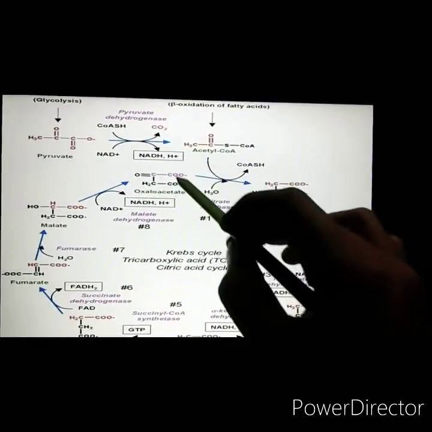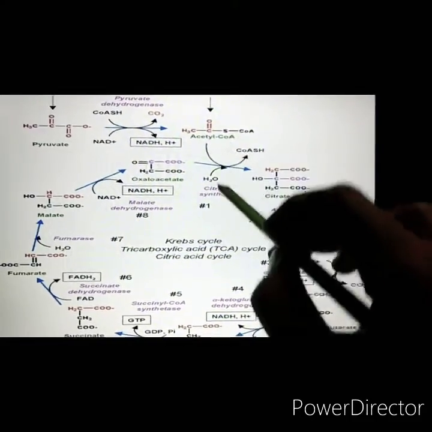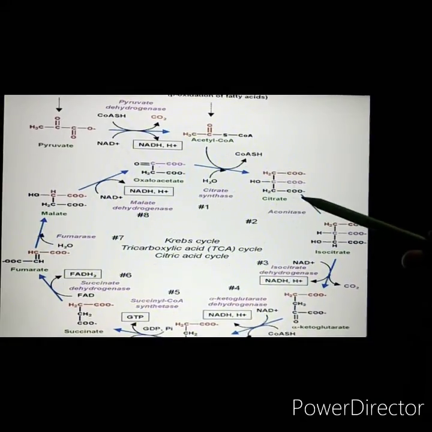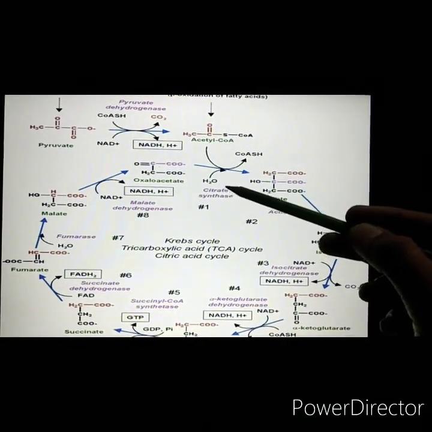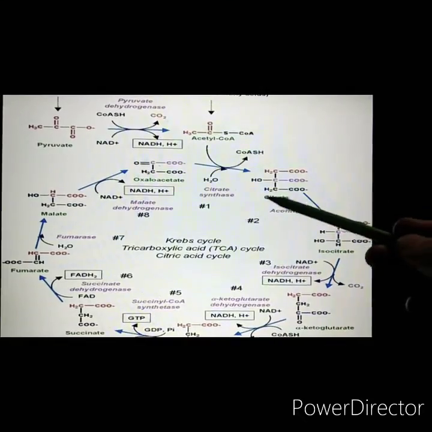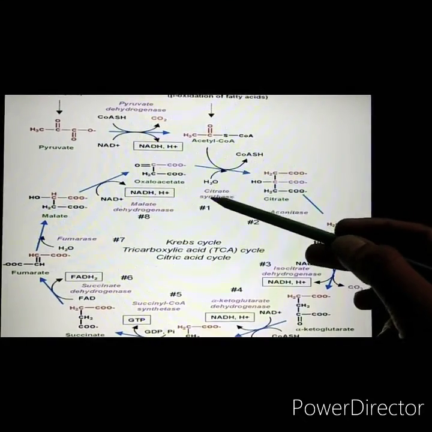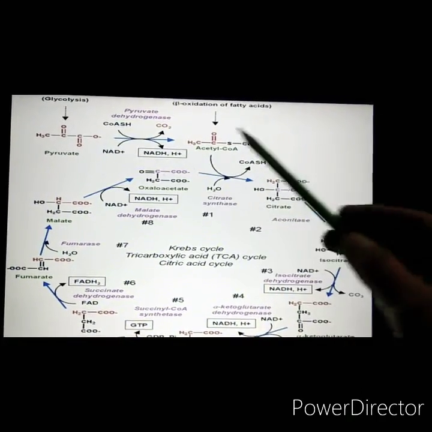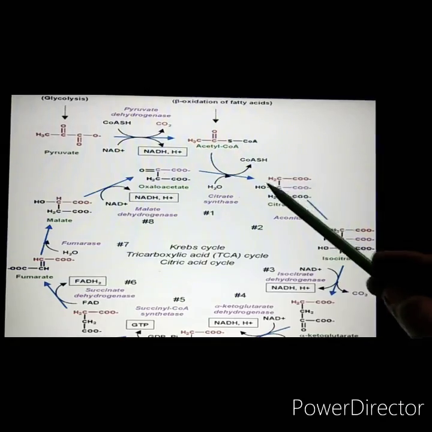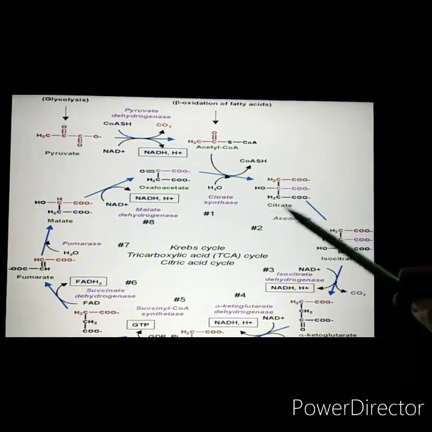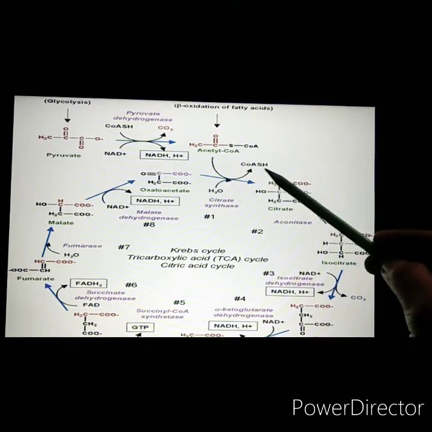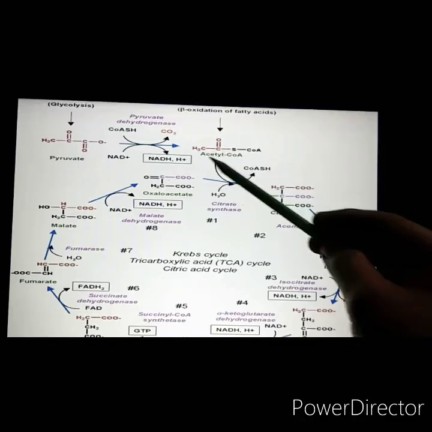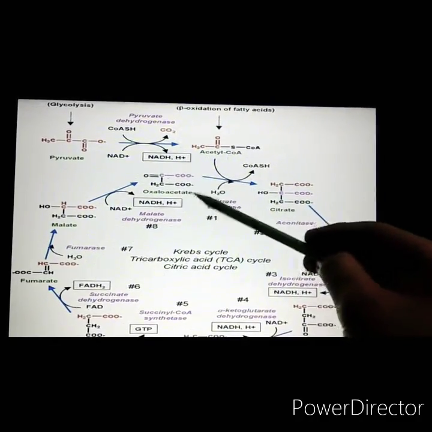Now this oxaloacetate reacts with acetyl-CoA in presence of enzyme citrate synthase and results in the synthesis of citrate. The enzyme responsible is citrate synthase because citrate is being synthesized, wherein the acetyl group is being transferred to oxaloacetate. You can see this acetyl group here is being transferred to oxaloacetate to form citrate, and the coenzyme A molecule is being lost. Coenzyme A is removed and only the acetyl group is transferred to oxaloacetate.